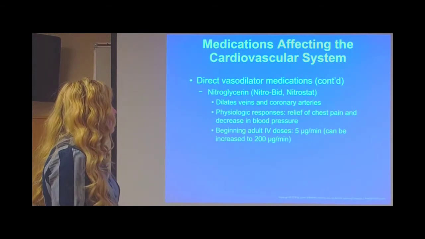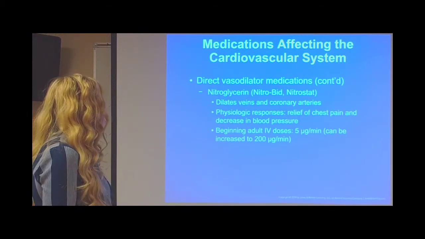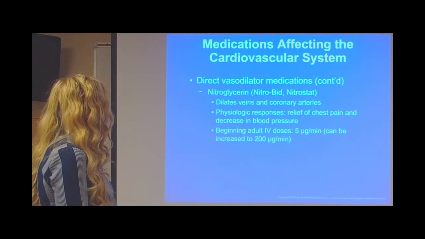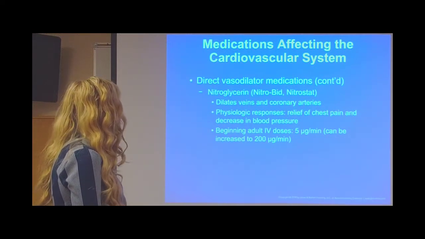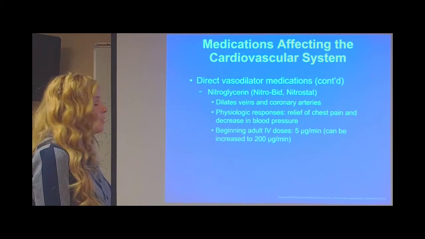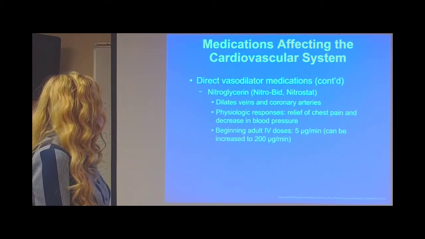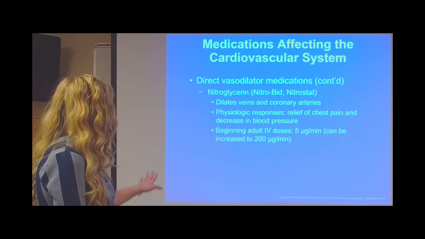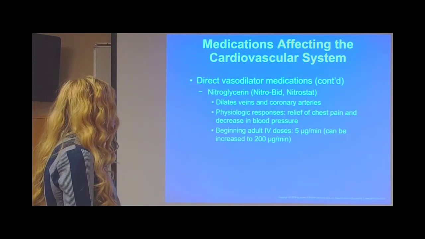Nitroglycerin is a big one, and you guys probably use this pretty frequently. It dilates your veins and coronary arteries. It's used for relief of chest pain and decrease in blood pressure. And here's kind of what the IV dose should be.